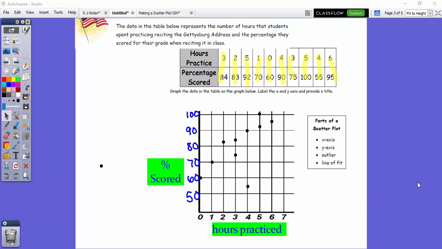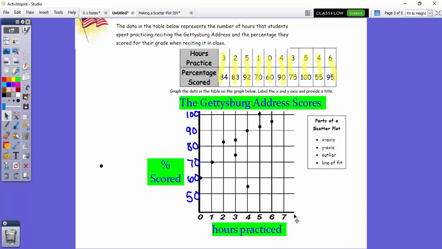Okay, then the last thing we have to do for our scatter plot is to put a title on it. So this graph was about the Gettysburg Address and their scores. So my title is going to be the Gettysburg Address scores. Your title should be something related to what your data is about. And then we're just going to look at the different parts of the scatter plot.